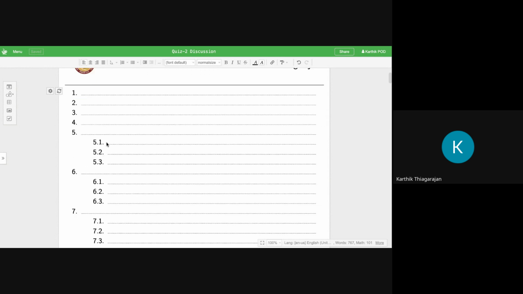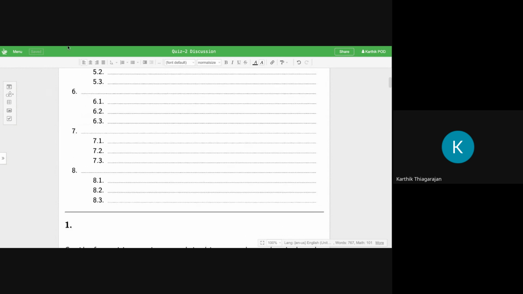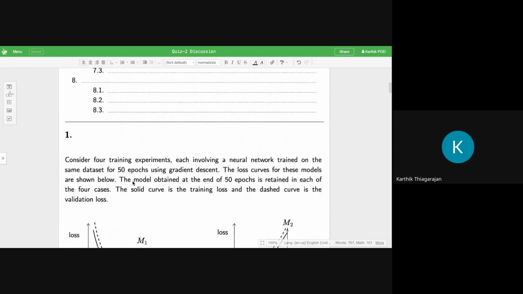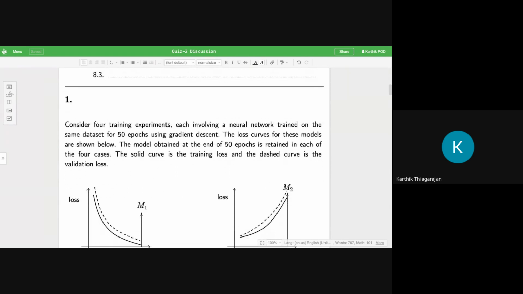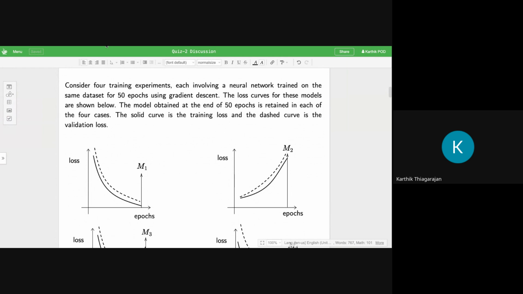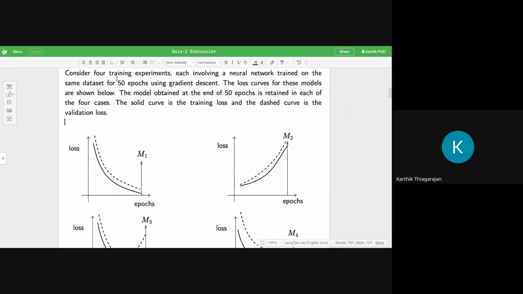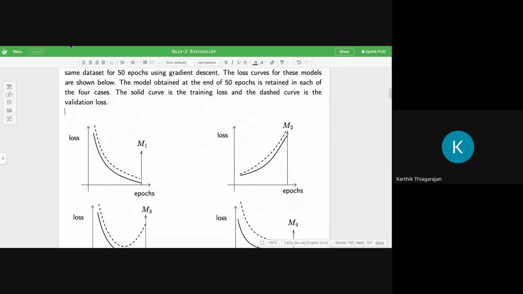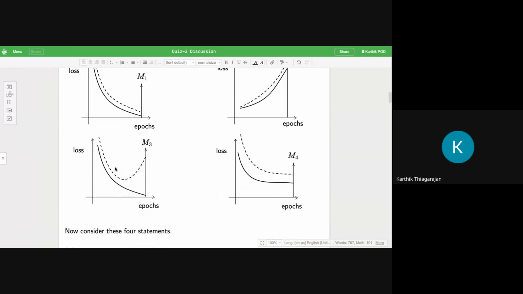So there are 8 questions in this exam and multiple subparts. Let's start with this one. You have 4 training experiments in which you train a neural network on the same data set for the same number of epochs. You are plotting the loss versus the number of epochs for all 4 models, and you are retaining the model at the 50th epoch in all 4 cases.